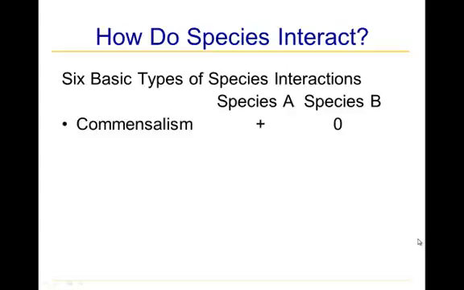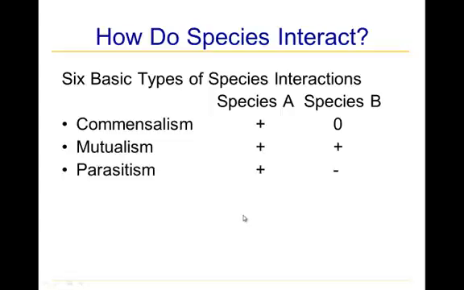And so this is a table that shows species A and species B and the effect of one species on the other. Over here on the left is the name of the type of interaction. So the first interaction in this little table is called commensalism. In commensalism, species A benefits and species B is neither harmed nor benefited. A second interaction is mutualism. Mutualism is the proverbial win-win situation where species A is benefited by the presence of species B, and species B is also benefited by the presence of species A.